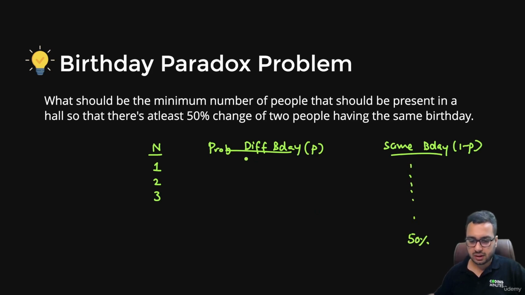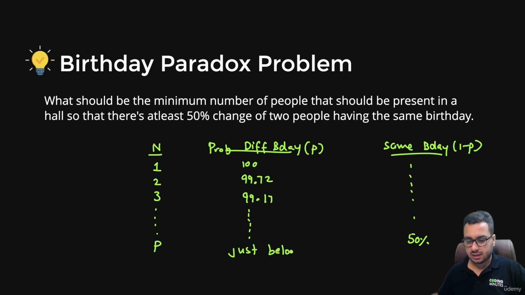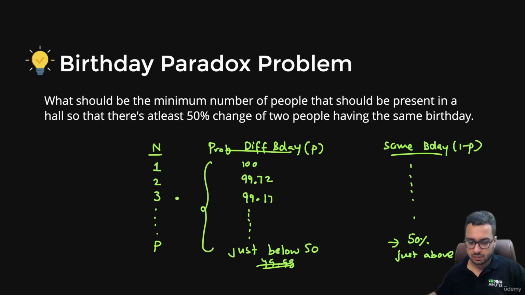We will start from certain values: this is 100%, this is 99.72, this is 99.17. We need to see when this value drops just below 50, let us say 49.98 or something like that. Then the probability of same birthday would be just above 50. So we will use a loop and see when this value drops just below 50, then we will get the answer.